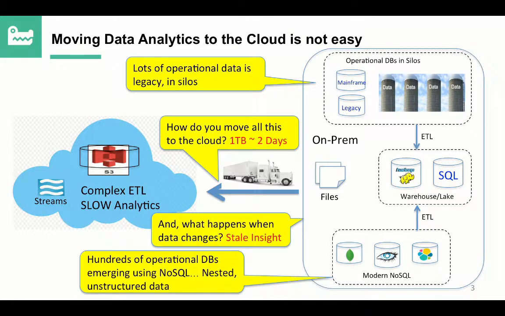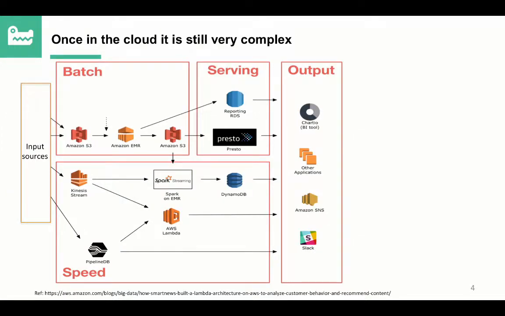Now, what happens once the data is in the cloud? Even once it's in the cloud, it is still very complex. Here is a processing architecture in the cloud that has become a de facto standard. It's called a Lambda architecture, and it is from the AWS website. It's an example for a news aggregation service. I won't go into all the details, but suffice to say that the architecture is rather complex.